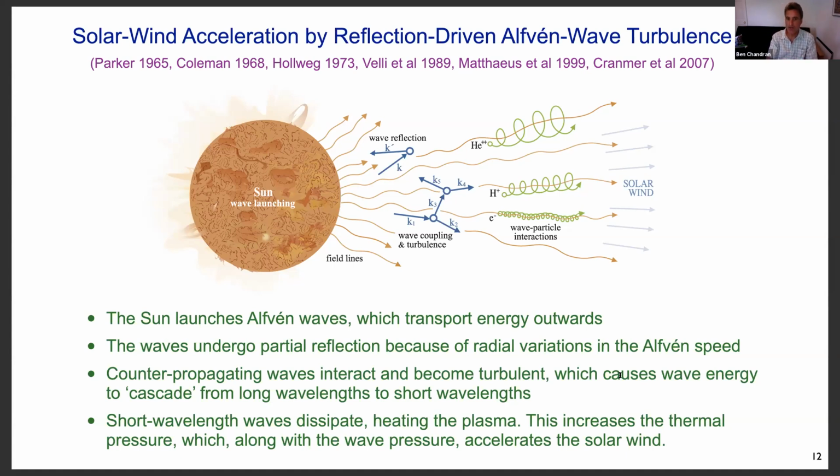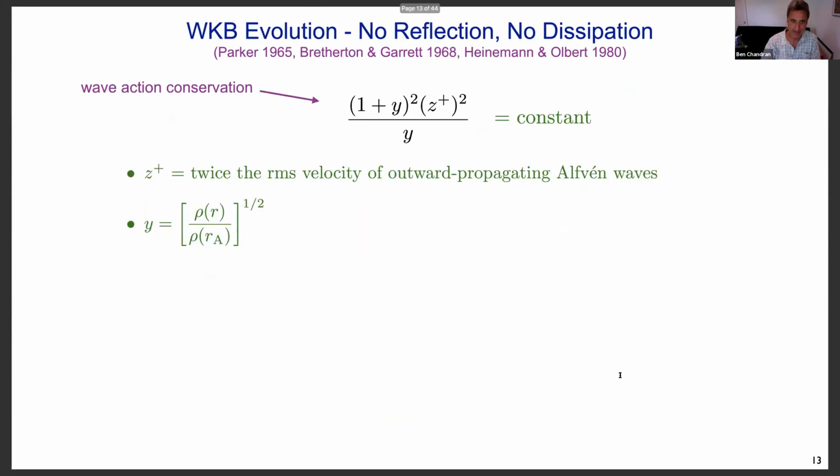I want to talk about a couple of the key physical ideas that underlie this picture. The first of them has to do with how the waves would behave in the absence of dissipation. So forget the turbulence for a moment. Just imagine the waves were propagating away from the sun. What would happen to their amplitudes as they moved from the low solar atmosphere, where the density is very high, out into the solar wind? Well, I'm interested first in thinking about the case where there's neither reflection nor dissipation.